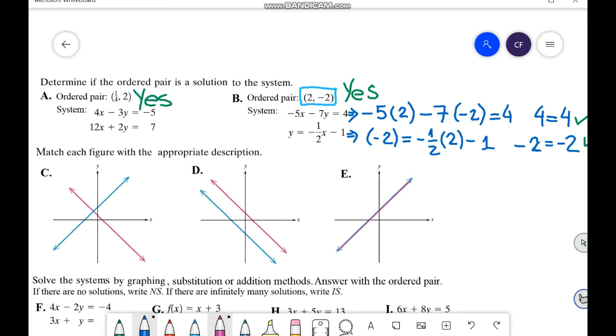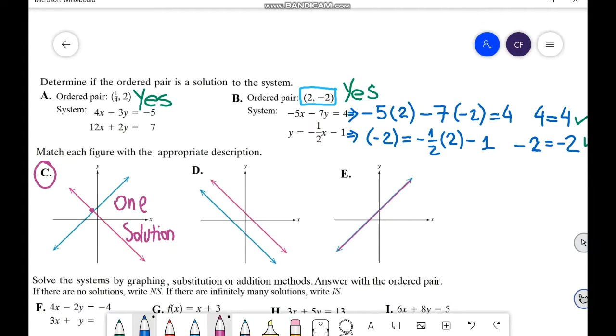What do you think? Which one represents one solution, which one represents no solution, and which option is the infinitely many solutions? What is letter C? One solution, no solution, or infinitely many solutions? Remember this? If you have two lines crossing in one point, one solution. That's right, Ewil. This is going to be one solution.